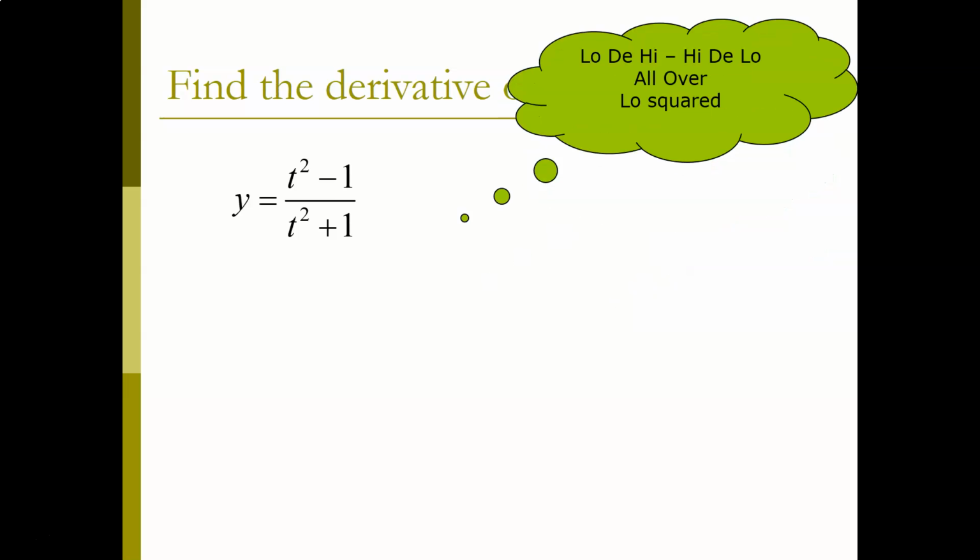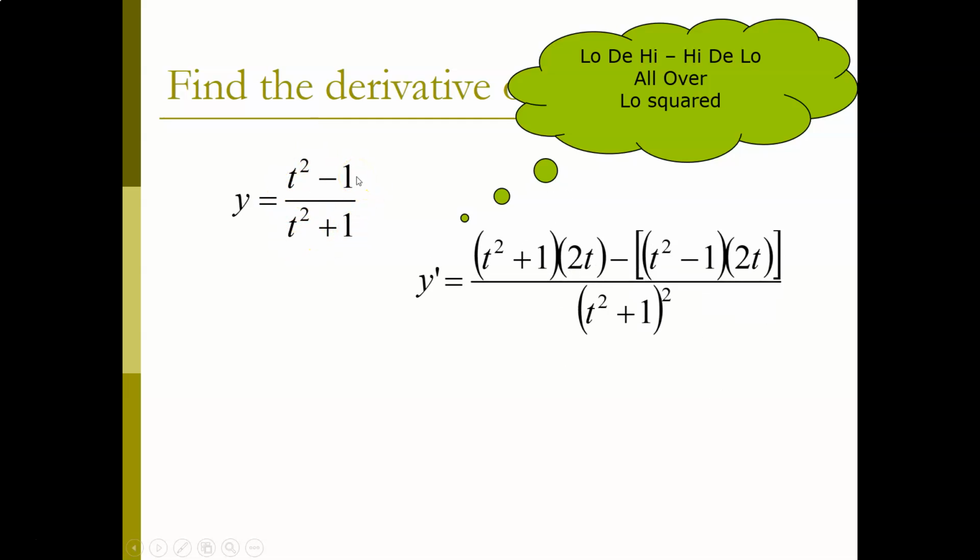So remember, low to high, high to low. Our low function would be t squared plus 1. Our high function would be t squared minus 1. So if we think about this, our low, t squared plus 1, pops right in.